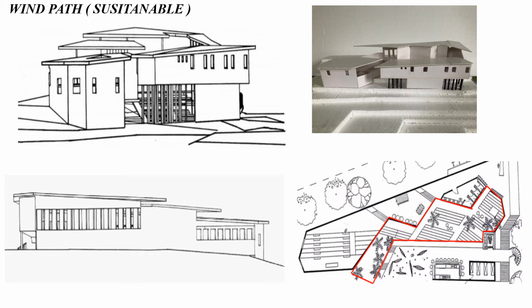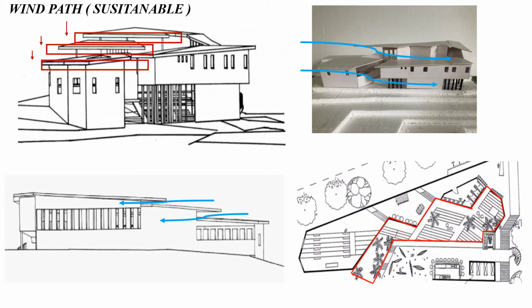So the wind path of this site is from the south side. The roof is slanted down towards the wind to allow better ventilation, and the courtyard allows stack ventilation. The U shape of the courtyard is to trap the wind in the building to allow better ventilation at the courtyard.